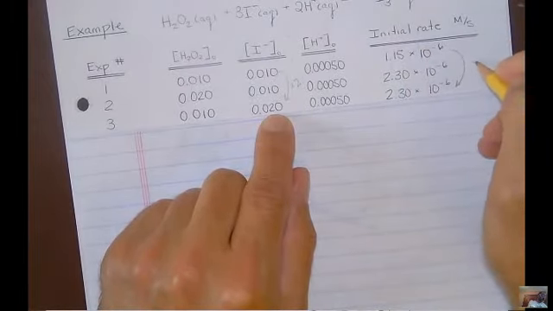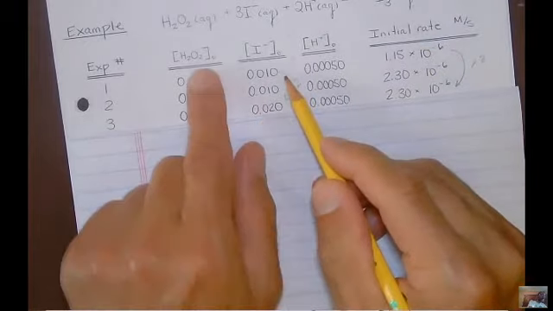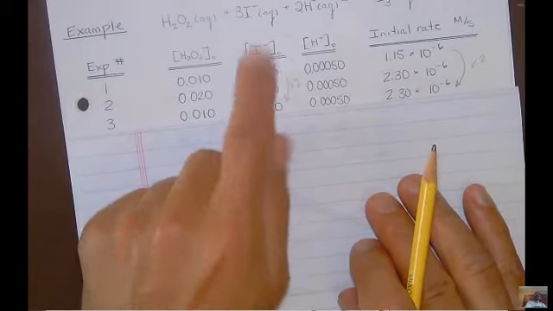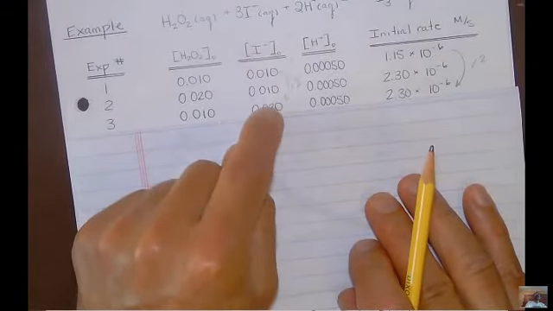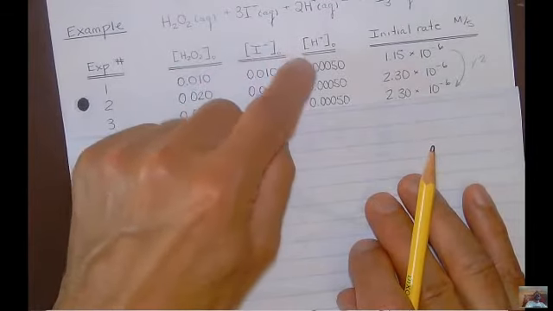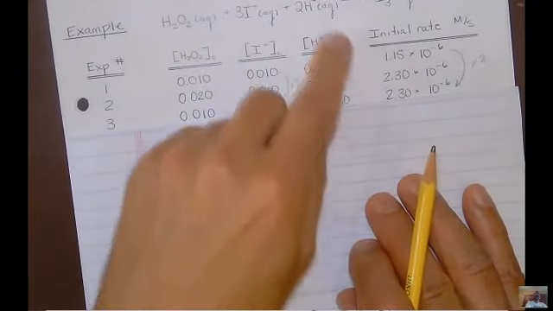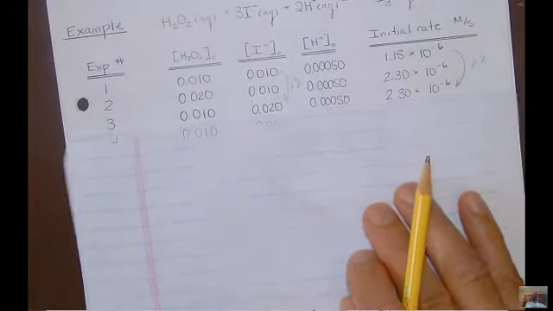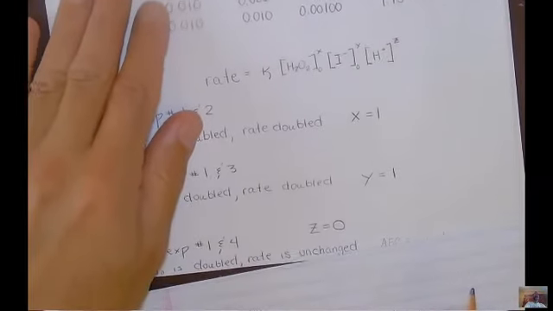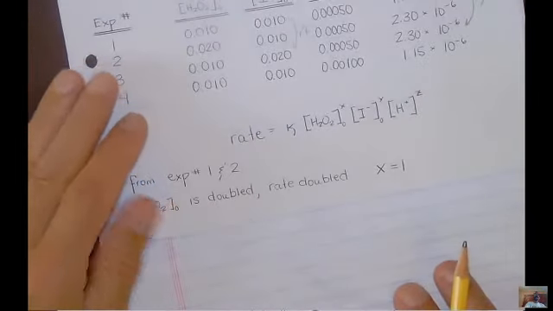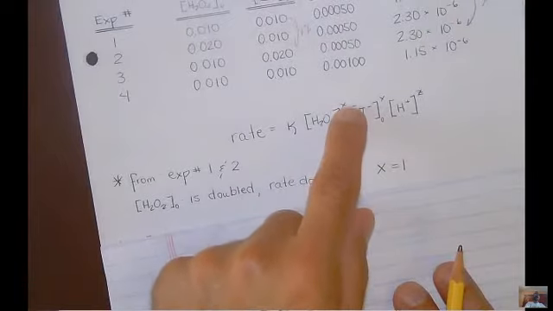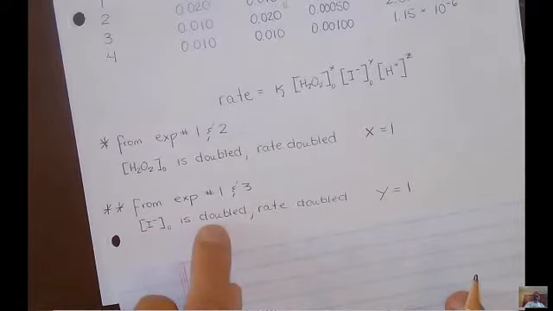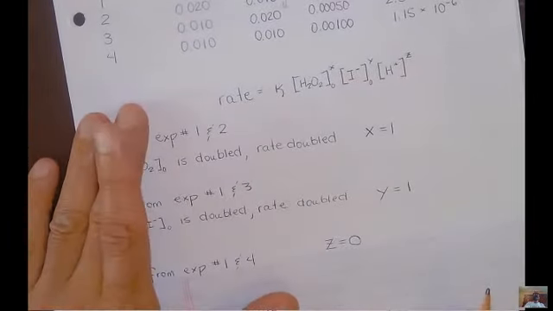It also doubled. So it's first order in peroxide, and we've just figured out it's also first order in I minus, because when I double the concentration, keeping everything else constant, I get a doubling of the rate. Isn't 2.3 times 10 to the minus 6 double 1.15? So now I've got 2 of these. I just figured out that not only is X 1, but Y is also 1. From experiment 1 and 3, I minus is doubled and the rate is doubled. Okay, I've got one more partner to do.